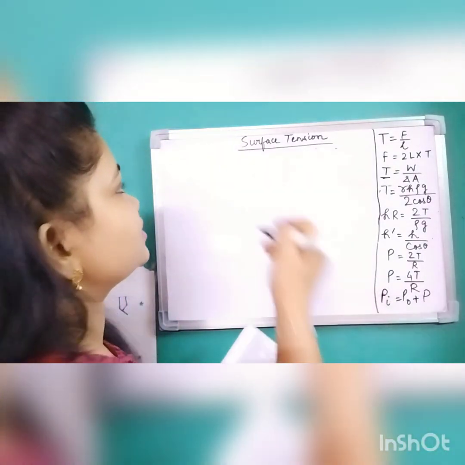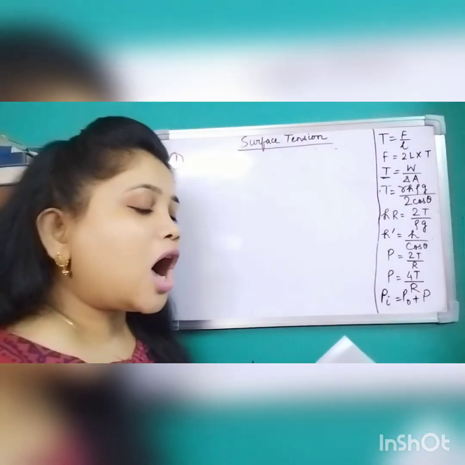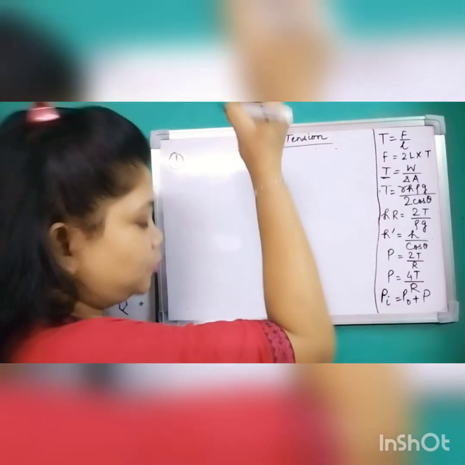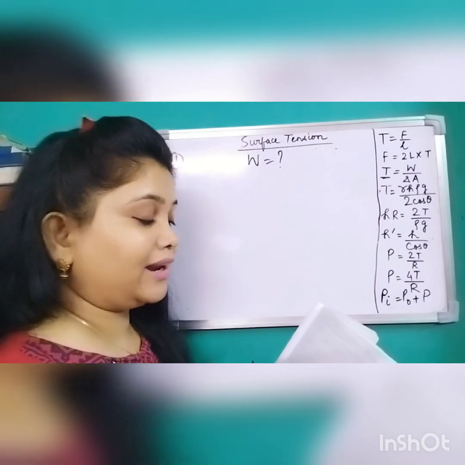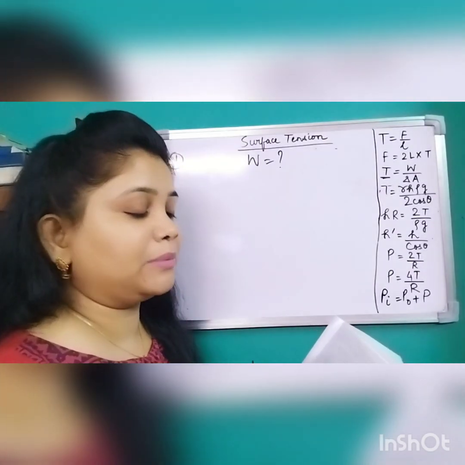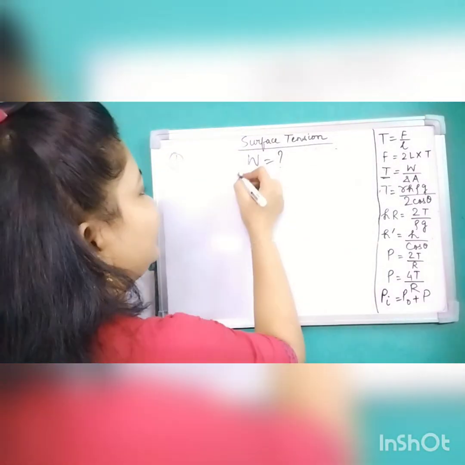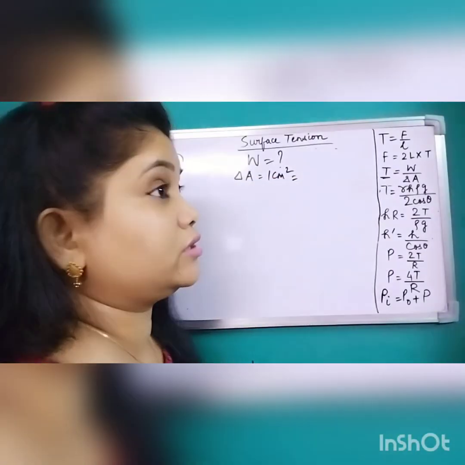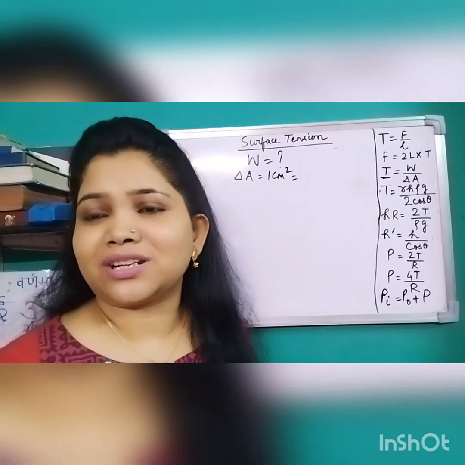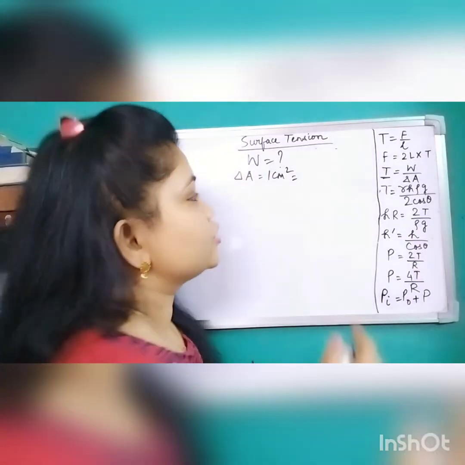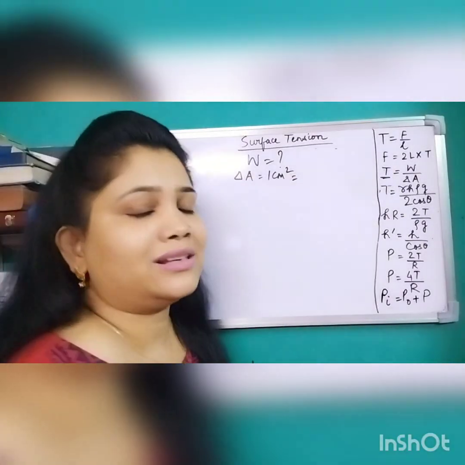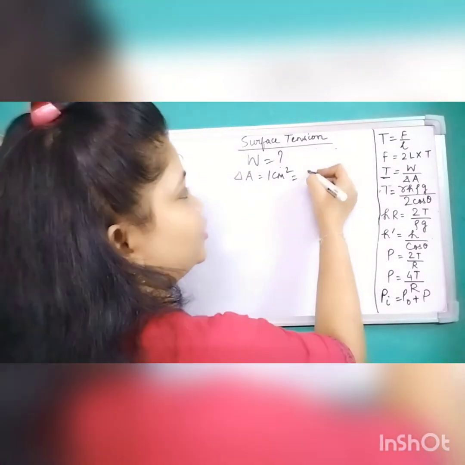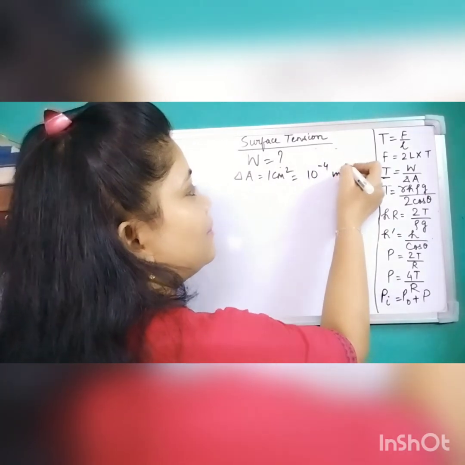Let's see what the first sum is telling us. It asks how much work is done, so obviously you have to find out W, in enlarging the area of a soap bubble by 1 centimeter square. That means delta A is given as 1 centimeter square. As I always told you, centimeter square is not the proper unit, so we'll convert into meter square. You know that 1 centimeter is 10 to the power minus 2 meter. Square it, so it will be 10 to the power minus 4 meter square.